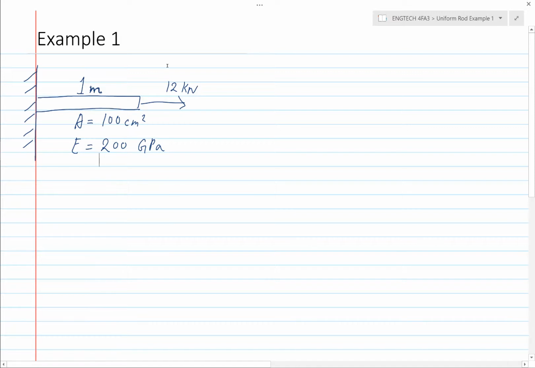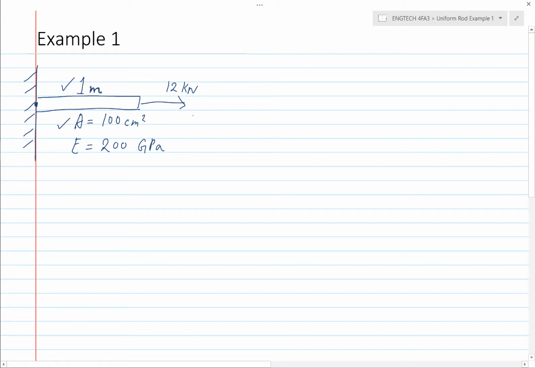Hi, this is the first example for a uniform rod. Okay, look at the diagram. A rod is being stuck to the wall, so one end is fixed, and the original length of the rod is 1 meter long, and the area is 100 centimeters squared.